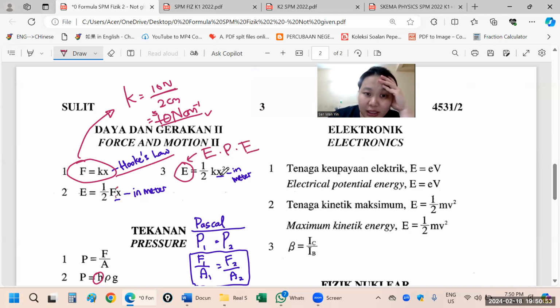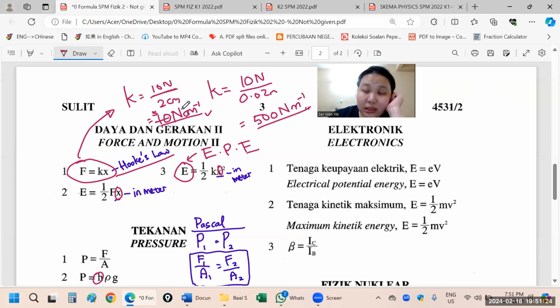Your x must be in meter, so your k must be in meter too. So if you want to make k in SI unit, you must change to 10 Newton divided by 0.02 meter. Then you will get how much? 500 Newton per meter.